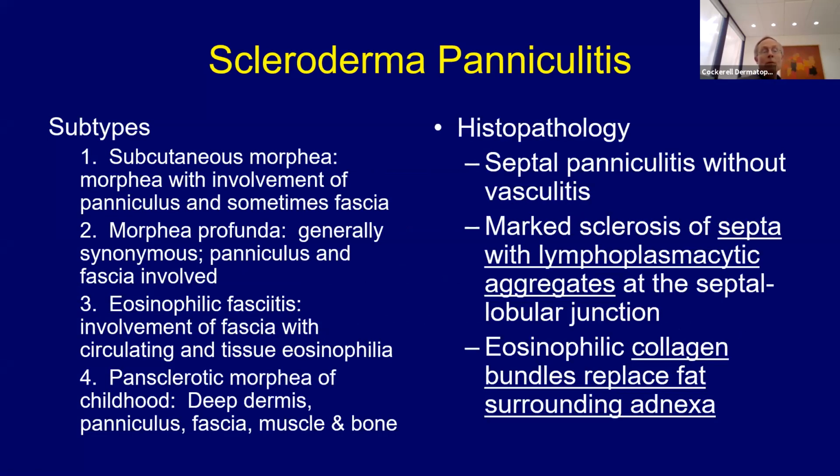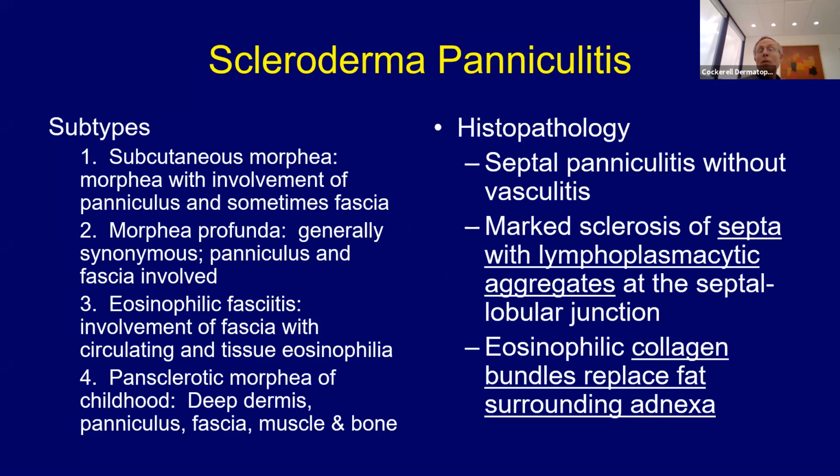And there's several different forms of this when you're dealing with scleroderma panniculitis. You get subcutaneous morphea, you can get so-called morphea profunda, which is probably a synonym. And then eosinophilic fasciitis, we'll talk about that. That's where you really need to get a very, very deep incisional biopsy down into the fascia, or you won't see evidence of the involvement because it's really, really deep to the skin.